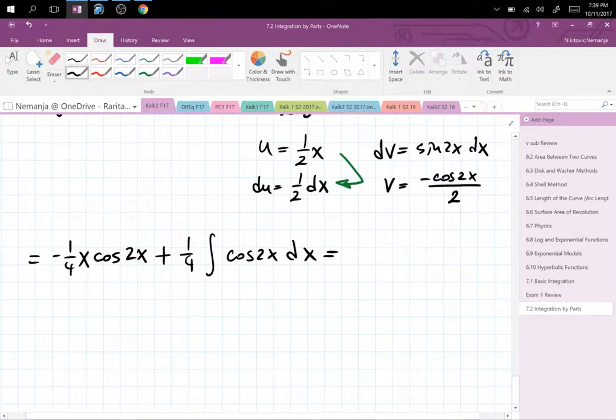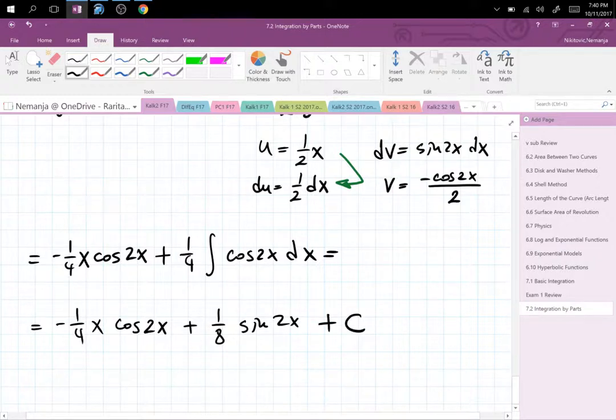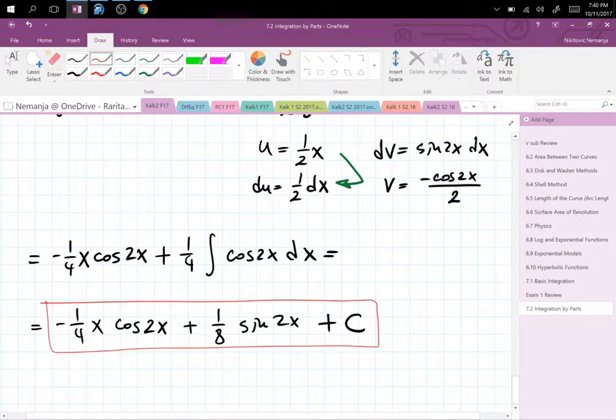And now we integrate the cosine here. So negative 1/4 x cosine 2x plus 1/8 sine 2x plus c. Cool, right?